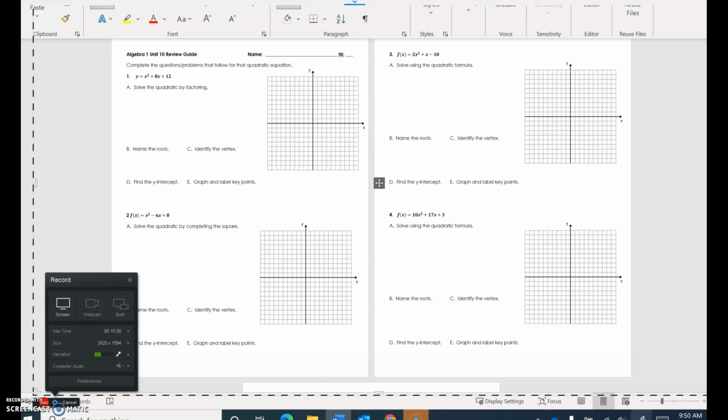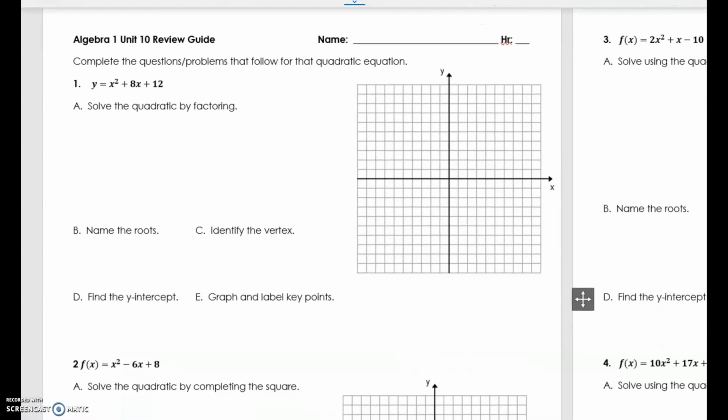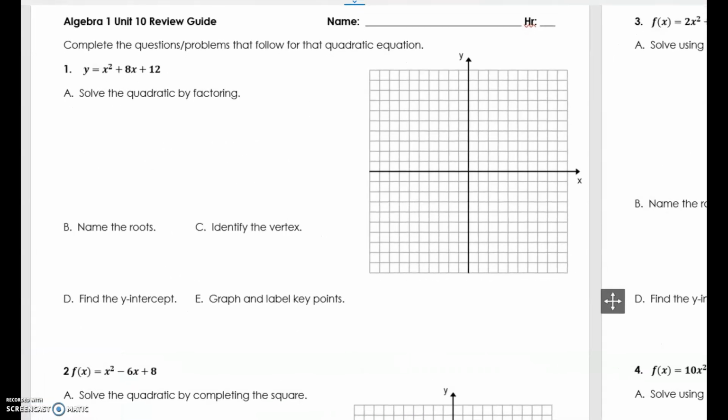In this video, we're going to go over the Unit 10 study guide. So make sure you try the study guide before watching the video, and then use this as an answer key. So question 1, if you haven't done it yet, go ahead and pause the video now. Solve it by factoring, which means factor it, find the roots, vertex, y-intercept, and then graph each key point.